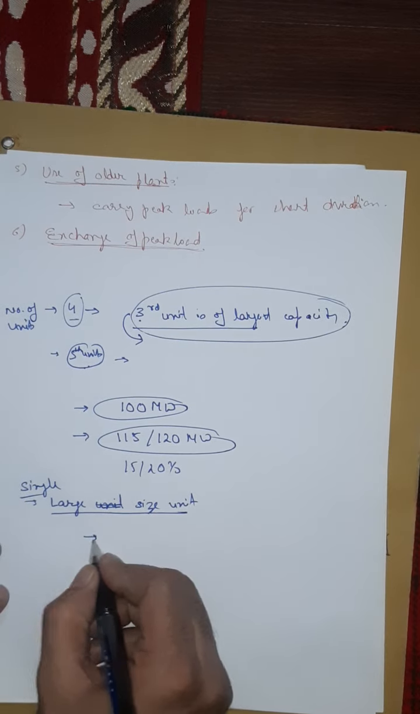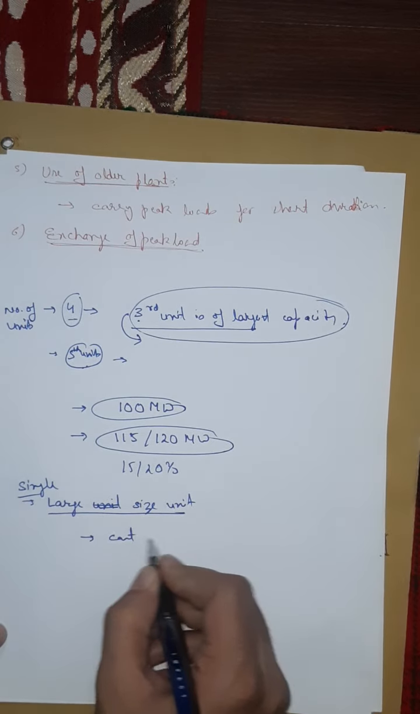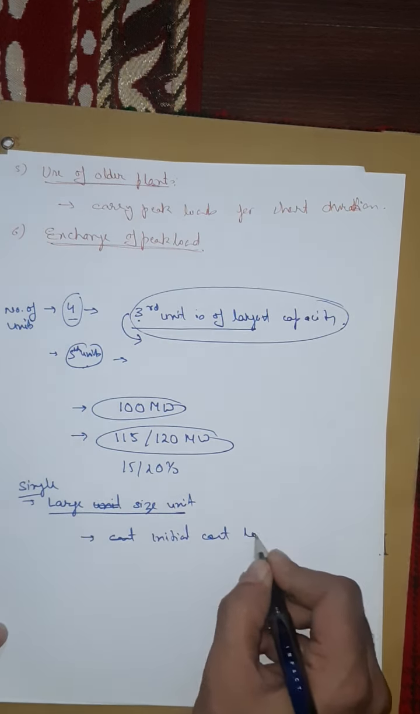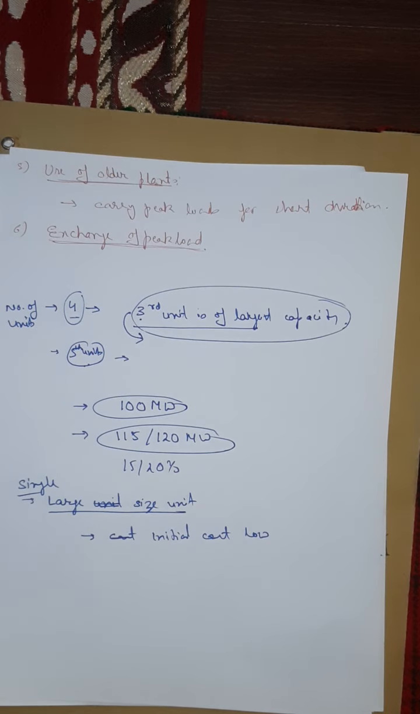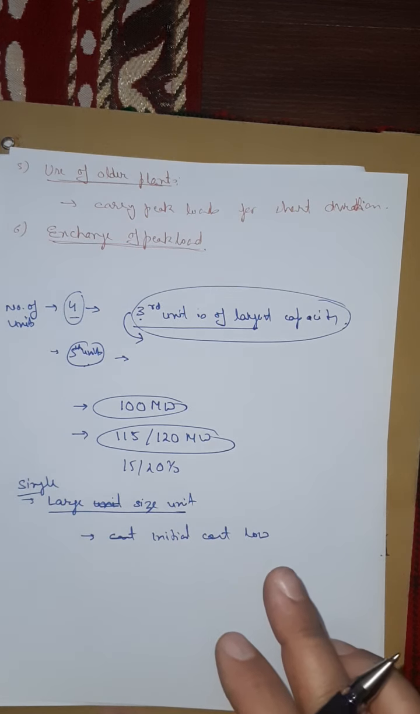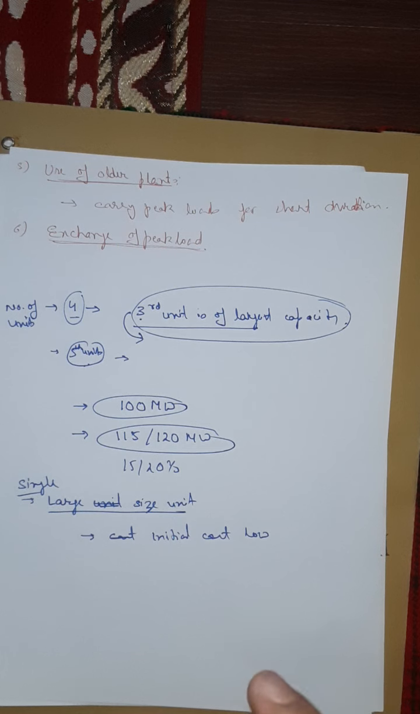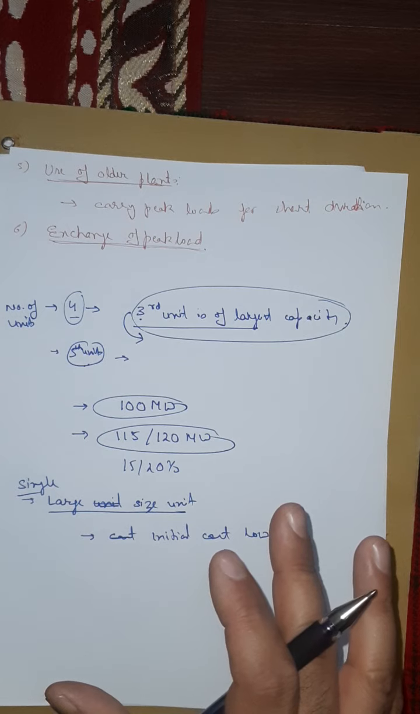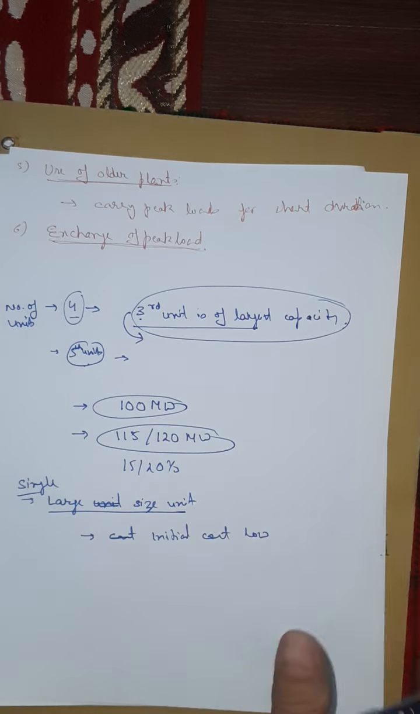It will have advantages. What are the advantages? Cost: investment cost or initial cost will be low. Why? Because if for 100 megawatt I am using 1 generator of 100 megawatt, and on the other hand I am using 4 generators of 25 megawatt, obviously the cost of the 4 generators will be more than the cost of the 100 megawatt generator. Why? Because with more generators, more material is required, more labor is required.